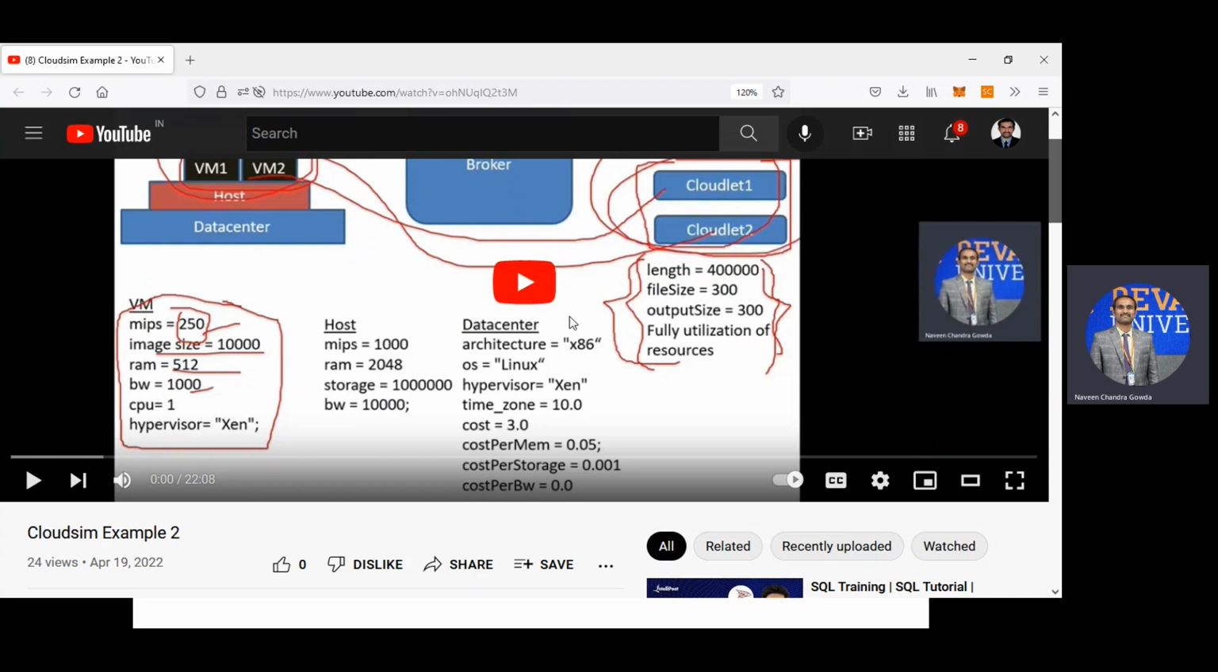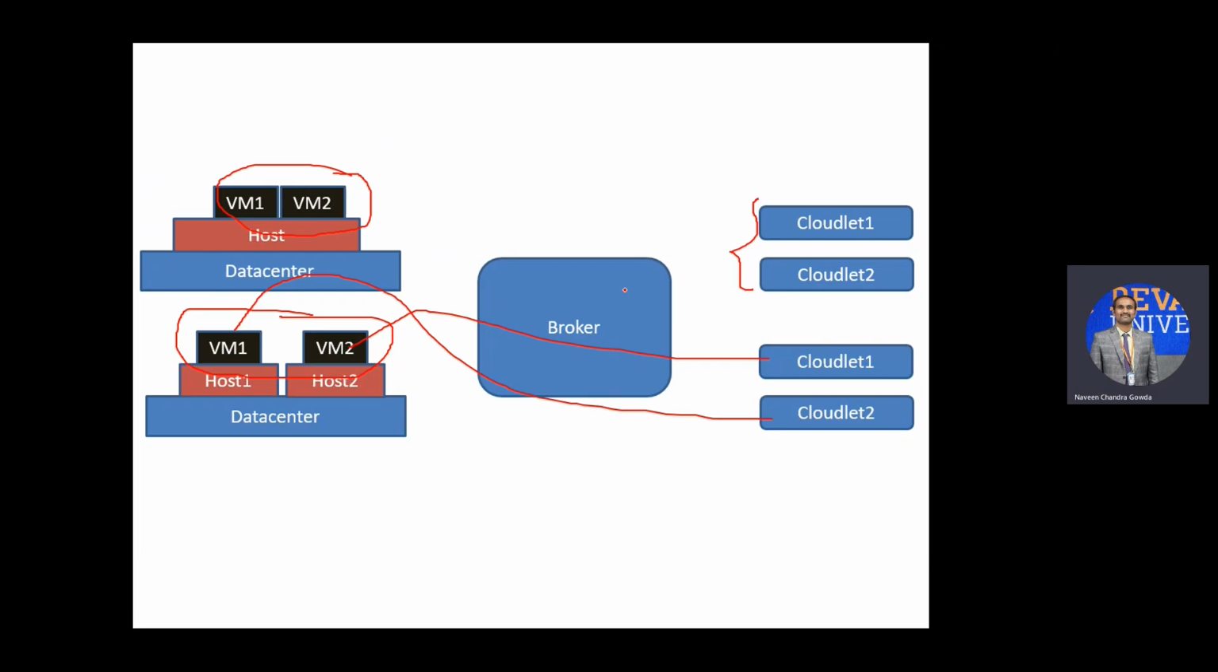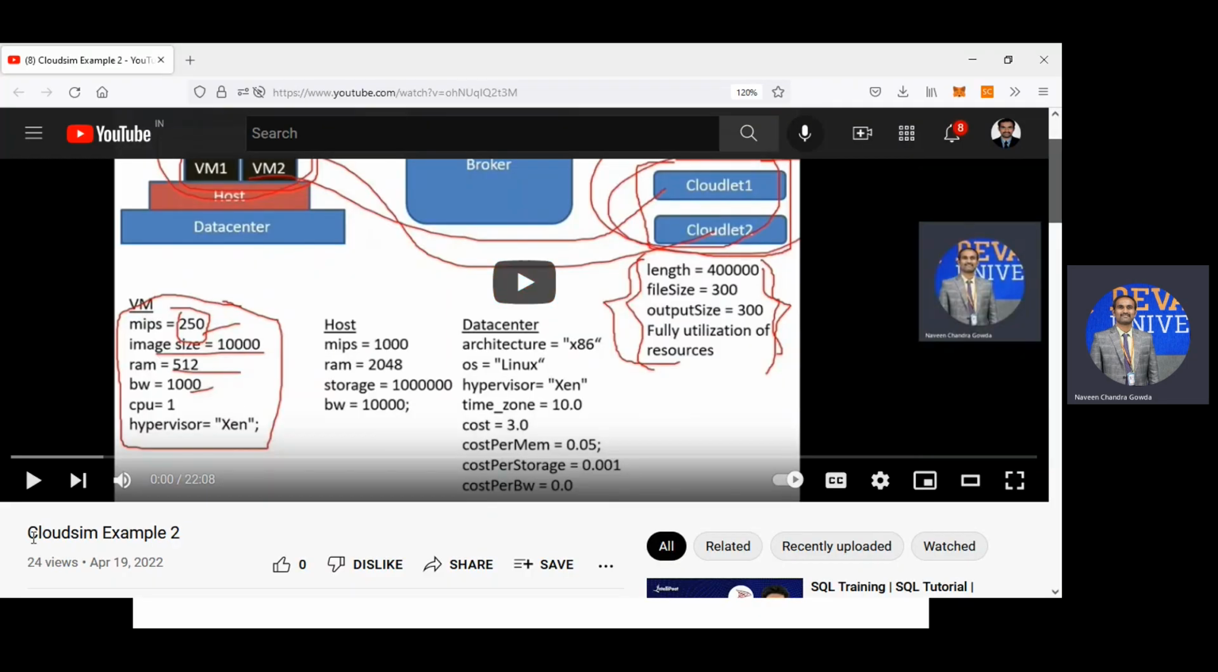You can go through that, because if you understand this completely, it will be easy for you to understand the further experiment which we'll be discussing now, right? This second case is the experiment which is already there on YouTube, so please go through the link, which is CloudSim example 2, right?